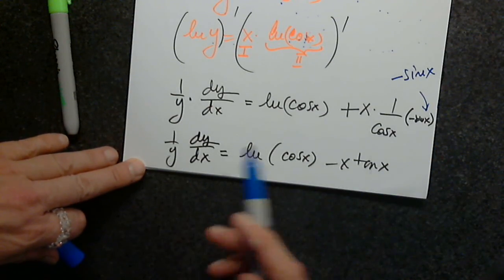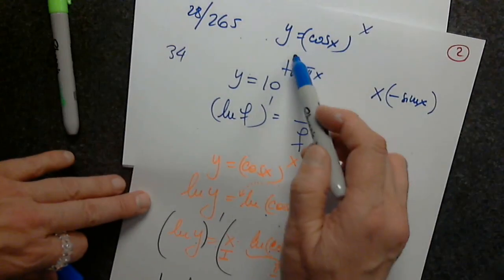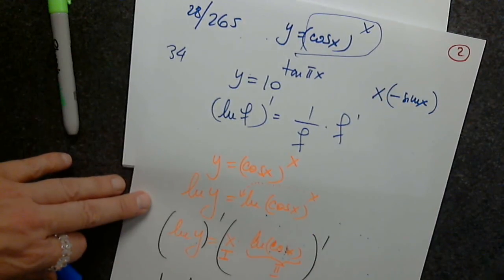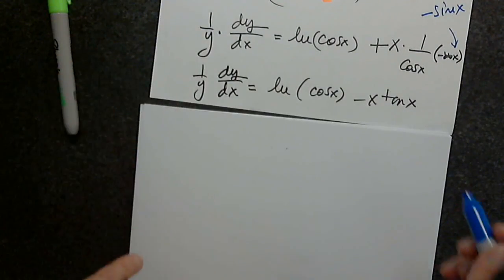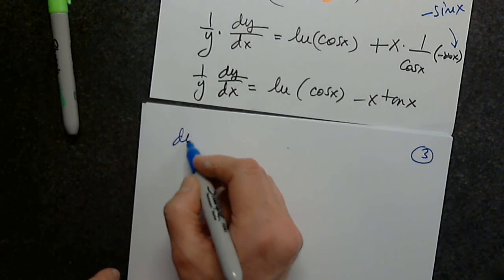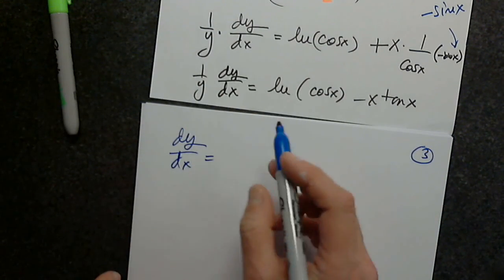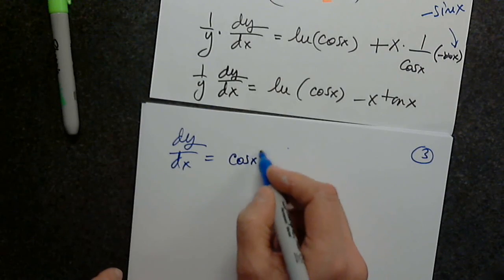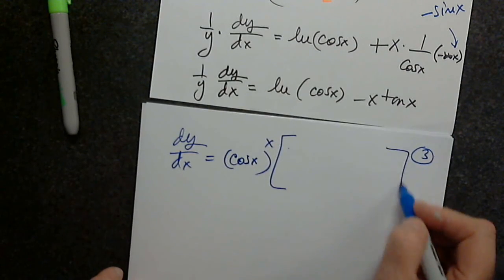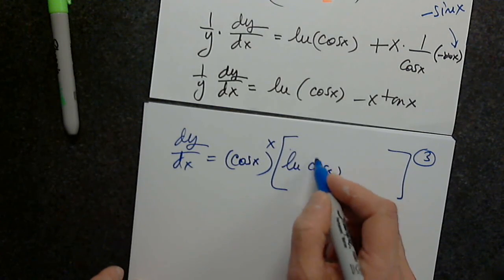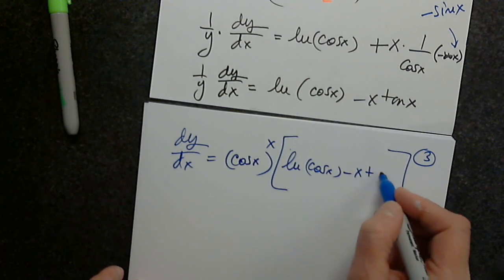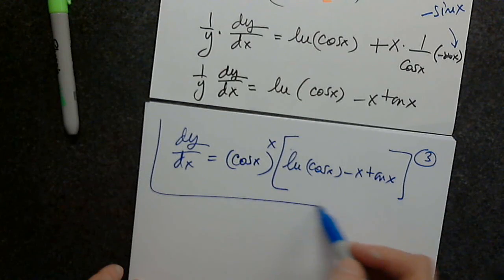All I have to do now is multiply both sides by y. But this is y. So all I have to write as the final answer is that dy over dx equals cosine x raised to the x power times all this. Natural log of cosine x minus x tangent x. And this is final.